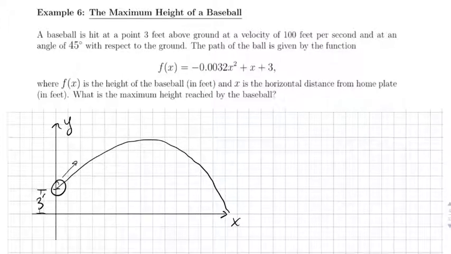And then the velocity is 100 feet per second at an angle of 45 degrees with respect to the ground. The path of the ball is given by this. So as a crude sketch, without plotting any points, it should follow a path similar to this, a downward-facing parabola. Where f of x tells us the height of the ball in feet, and x is the distance from home plate. So if we think about it, when x is 0, the height should be 3 because we're at home plate and it was hit at a height of 3 feet. And notice when we plug in 0, this goes to 0, this goes to 0, and it leaves us with that 3 feet. So it seems like the logic is sound.